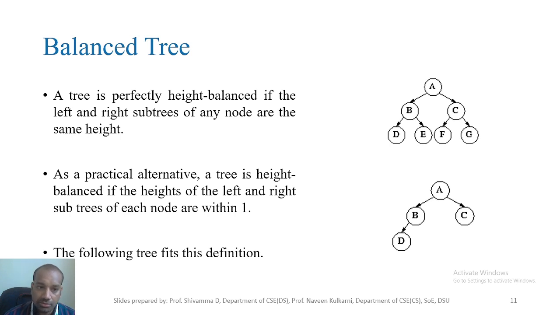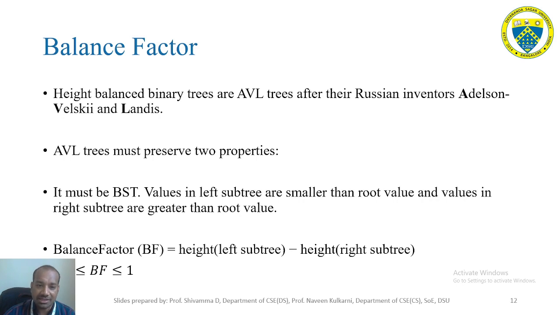To balance this tree, the first and foremost concept we need to understand is the balance factor. AVL stands for Adelson-Velsky and Landis. These are the scientists who invented this particular tree, so the tree is named after them. This is called an AVL tree. The AVL tree must follow two properties. We will have the root node. All the nodes to the left of the root node are lesser than the root node, and the right nodes will be greater than the root node.